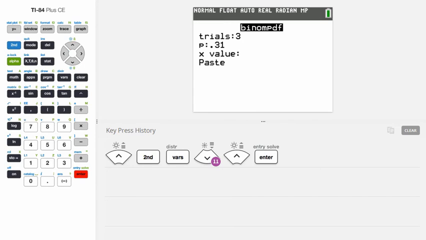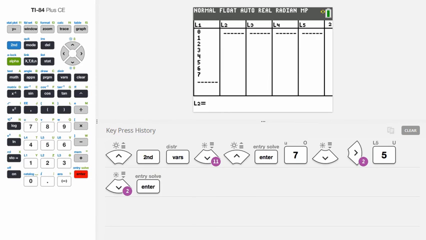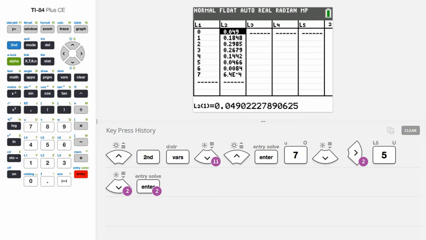enter. Our number of trials will be 7. Then you can type comma or type in for p 0.35. Enter. Enter again. And we have our answer.